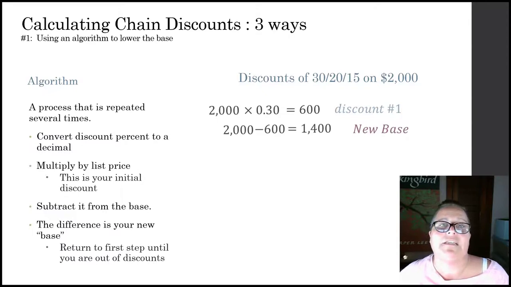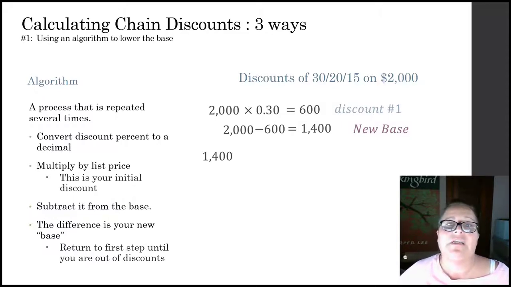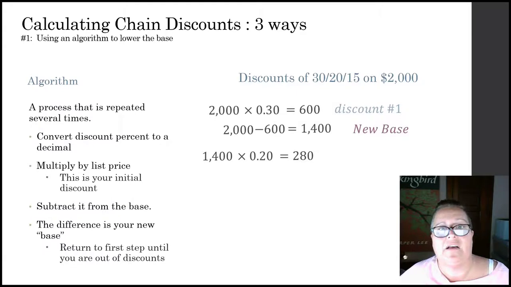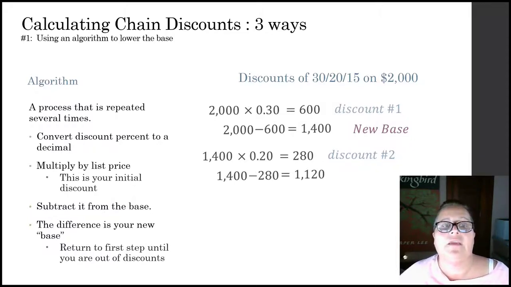This $1,400 is our new base. My next discount of 20% will be applied to the $1,400. So we're going to take $1,400 times the 20% discount as a decimal, or 0.2, and that gives us $280. Now I'm going to subtract that $280 from the $1,400. So $1,400 minus the $280 gives me $1,120. This is our new base again.